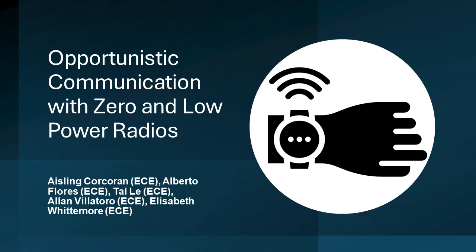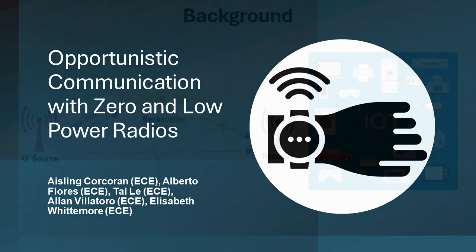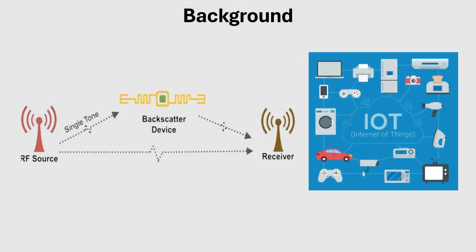Welcome to our MQP project, Opportunistic Communication with Zero and Low Power Radios. To give you a little bit of background, we are trying to develop a zero-power passive radio known as a backscatter. Backscatter radios use ambient RF signals to power themselves and encode information into them for over-the-air transmission.